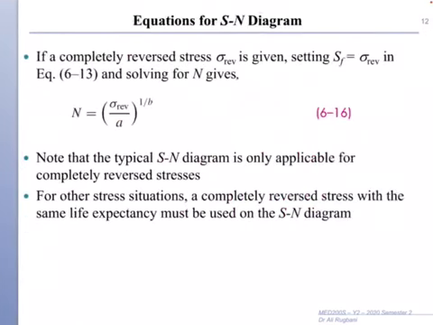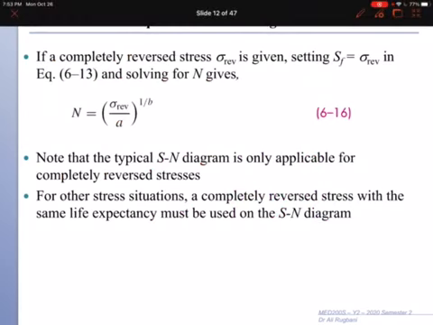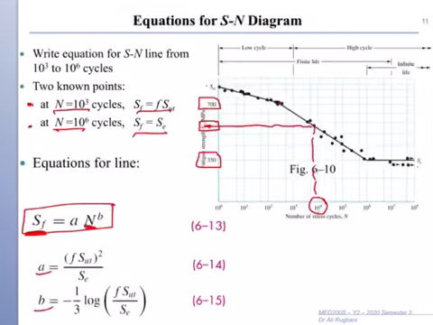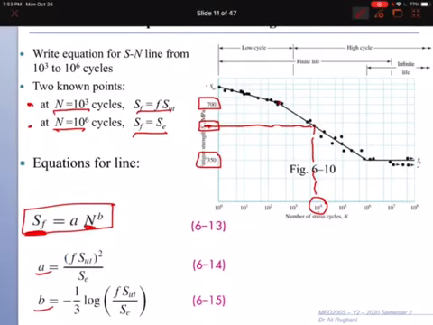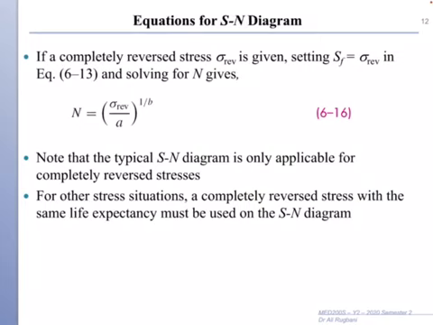Okay, with the same thing, you can calculate number of cycles if you know the applied stress. So it is a reverse. You have stress, and from that stress, you have a reading, let's say stress of 500. This stress can give you number of cycles that you can calculate using equation 6.16.